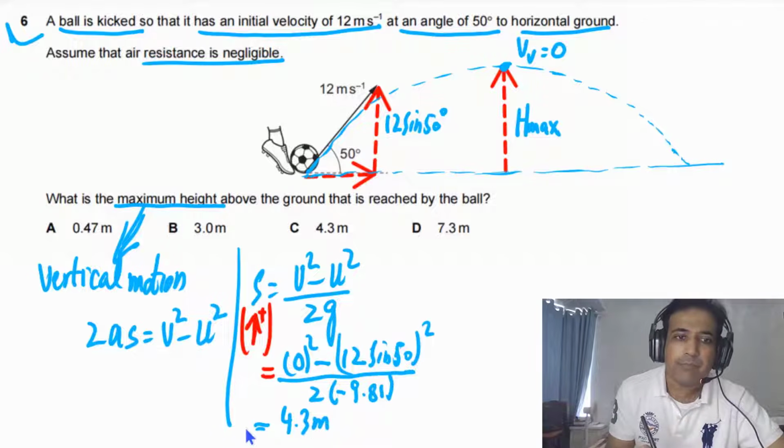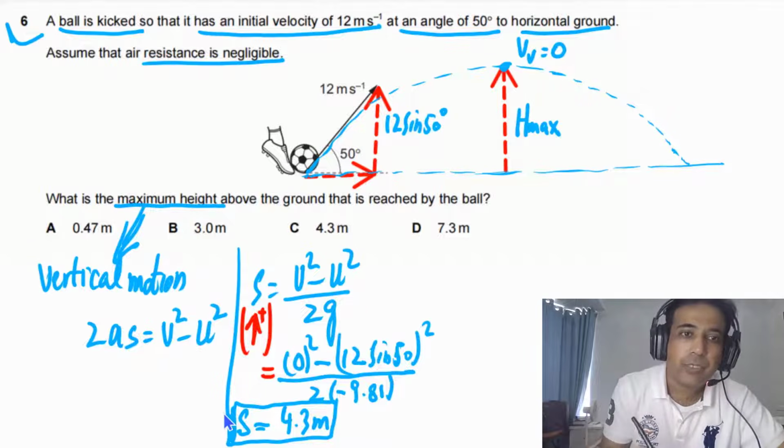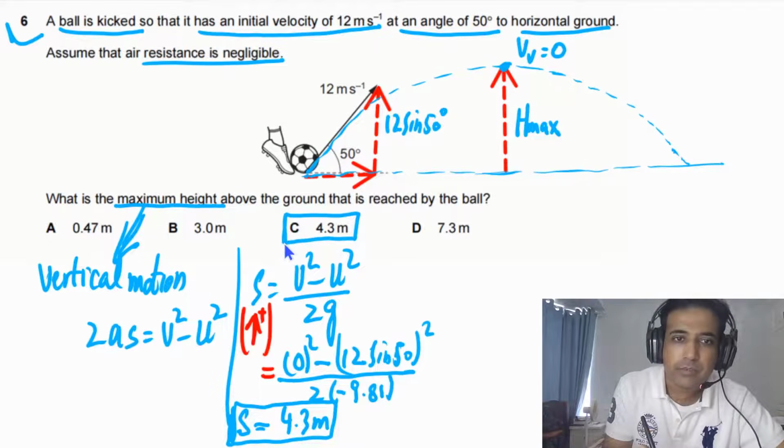Now if we solve this one, in this case our final answer should be equal to 4.3 meters. Then this answer will be positive. So this is how we can answer this question, a typical question about projectile motion. So the answer for this question is C.